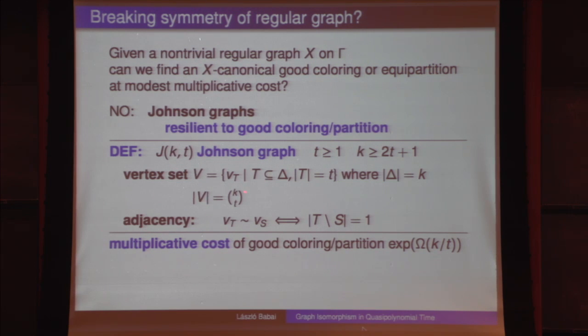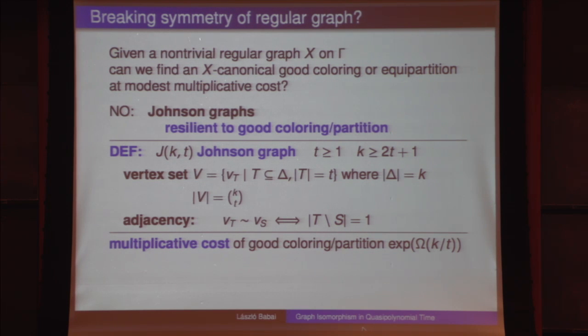So recall the Johnson graph. The vertices of the Johnson graph are the t-tuples of a set of k elements, and two of them are adjacent if the corresponding t-tuples differ minimally. One can show that the multiplicative cost of a good coloring or partition is exponential in k over t. Now, t can be as small as 2, and that's a very important case, in fact. In that case, k is essentially the square root of the number of original vertices, and this is the square root that prevented progress for 30-some years. So k can be a constant, in which case this is exponential in that k, but k could be the square root of the original number of vertices, so the multiplicative cost could be exponential in a square root, and we make no progress whatsoever.